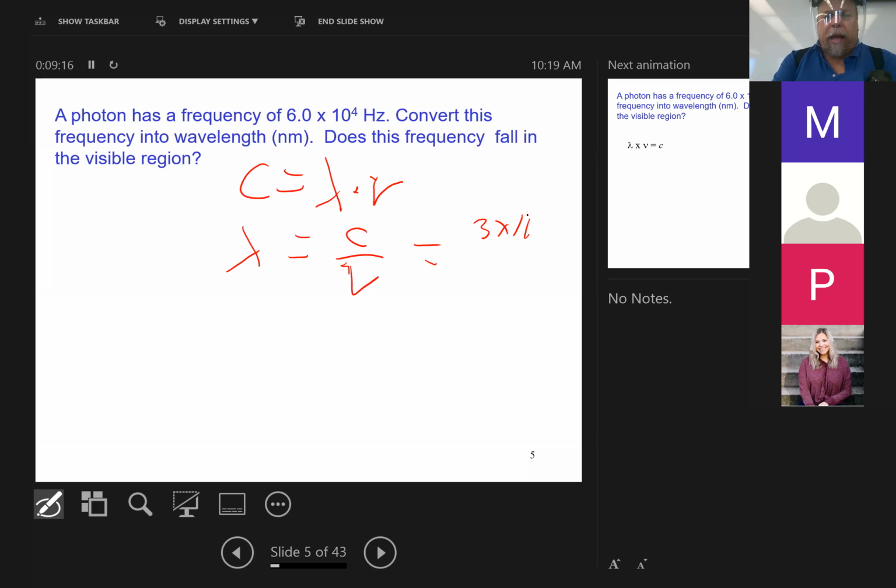3 times 10 to the 8th meters per second divided by what? 6.0 times 10 to the 14th cycles per second. Cycles per second. Okay, so per second cancels, and then you have meters per cycle, which is wavelength. So the 3 times 10 to the 8, that's like a constant thing. Yes, it's the speed of light.